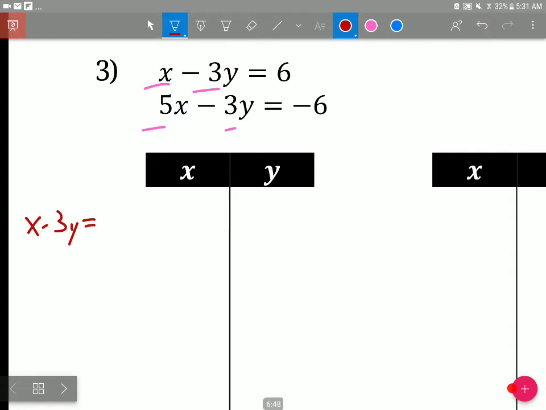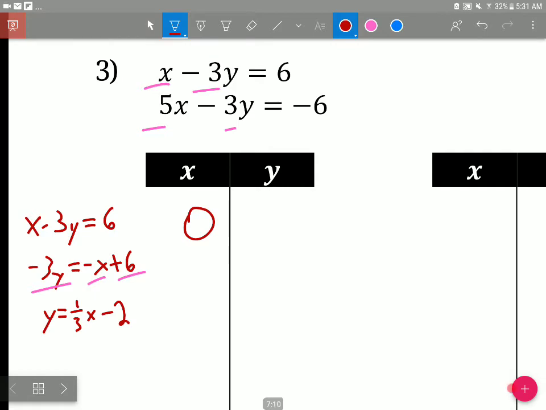X minus 3y equals 6. Negative 3y equals negative x plus 6, divided by negative 3: y equals 1/3 x minus 2. Yeah, because I divided all three of them. Divide by negative 3, divide by negative 3, divide by negative 3. All right, so I'm going to pick 0, because that just cancels that out. I get negative 2. And I'm going to pick 3, because that is my denominator. They cancel out, and it leaves me with 1 minus 2, which is negative 1.